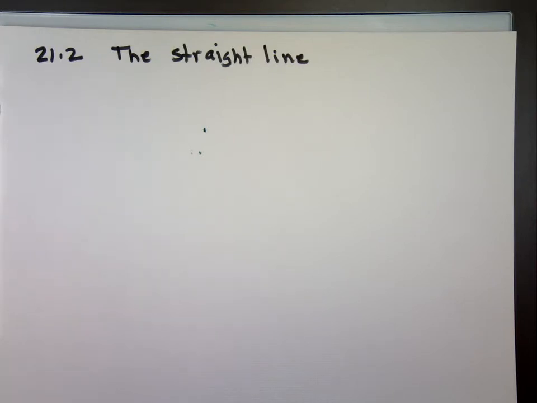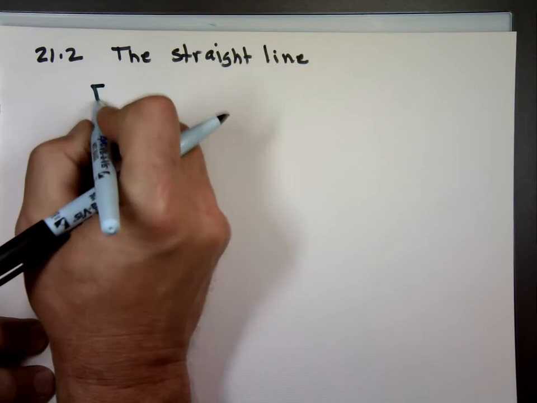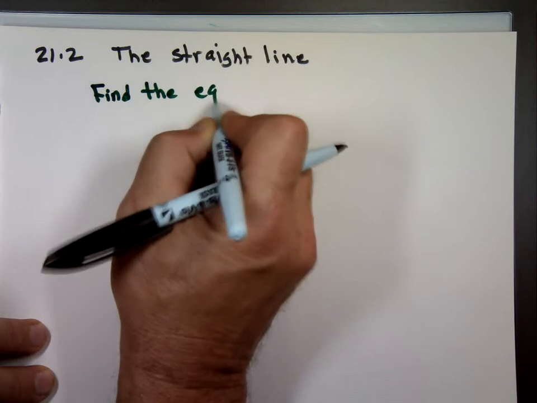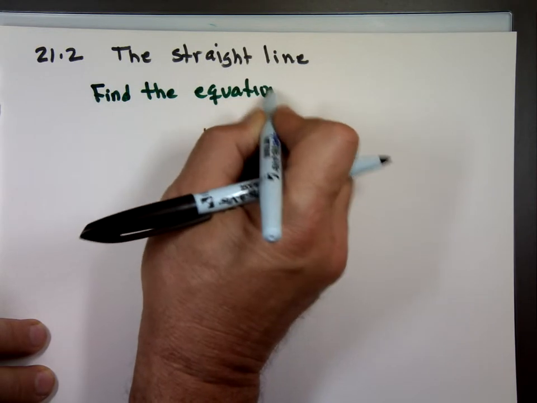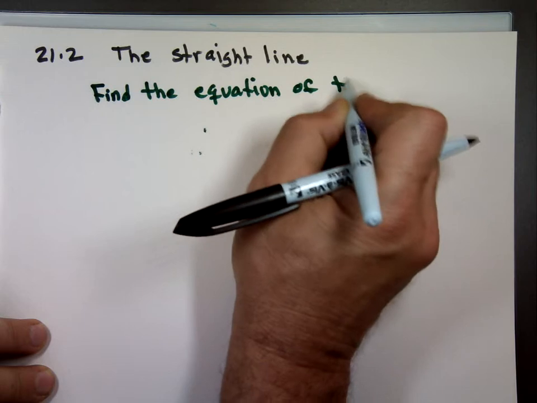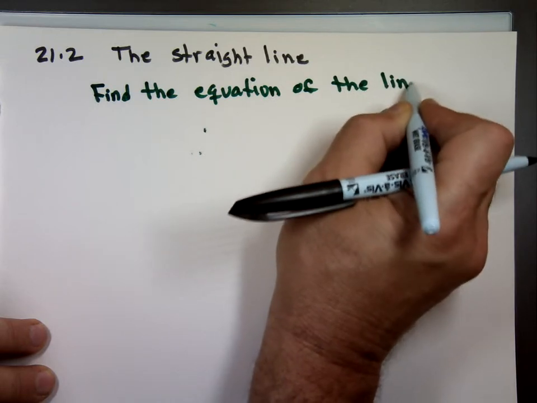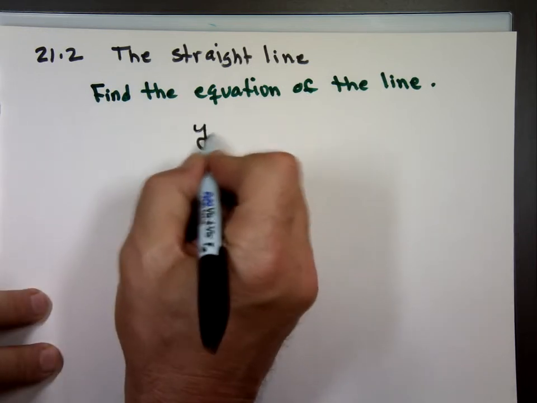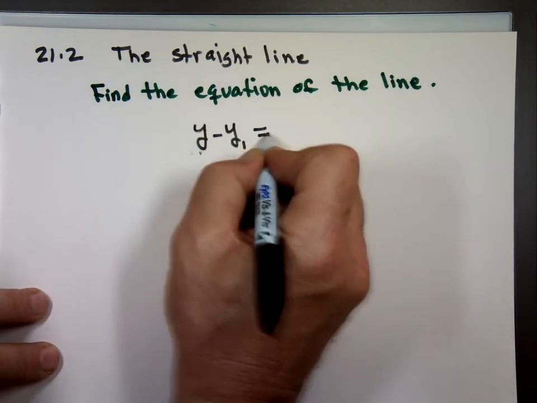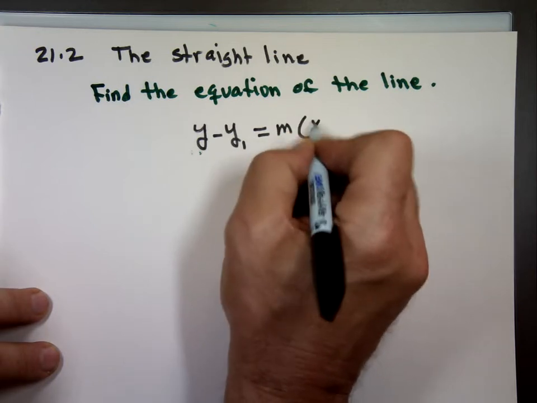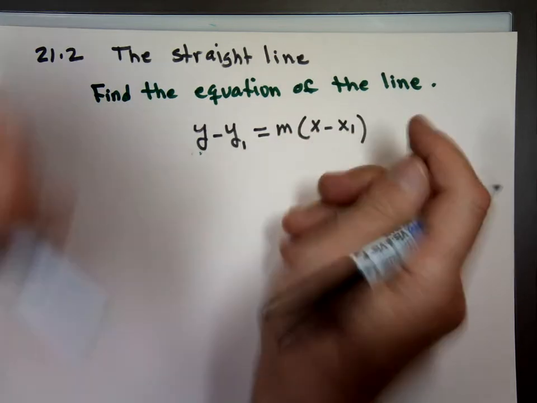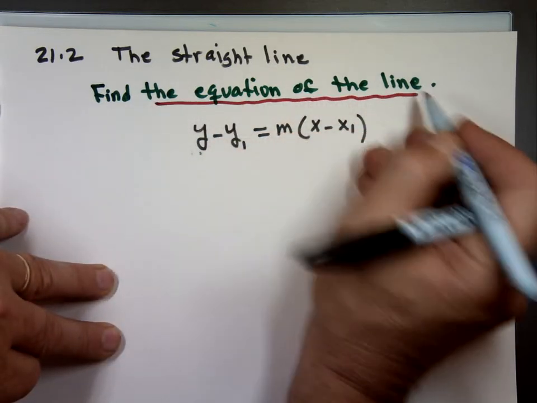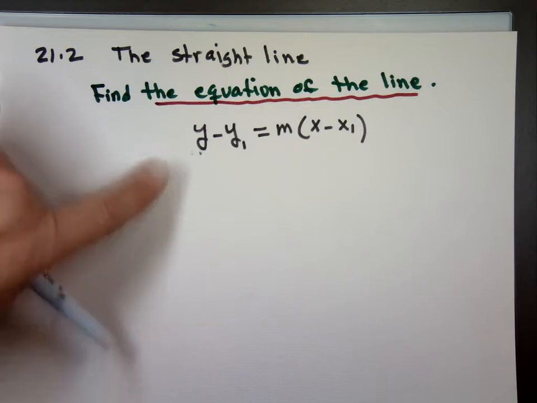In this section, they're going to ask you to find the equation of the line. And once you hear that, what you need to use is this equation, y minus y sub 1 equals m times x minus x sub 1. Anytime you hear the question, find the equation of the line, we're going to use that.